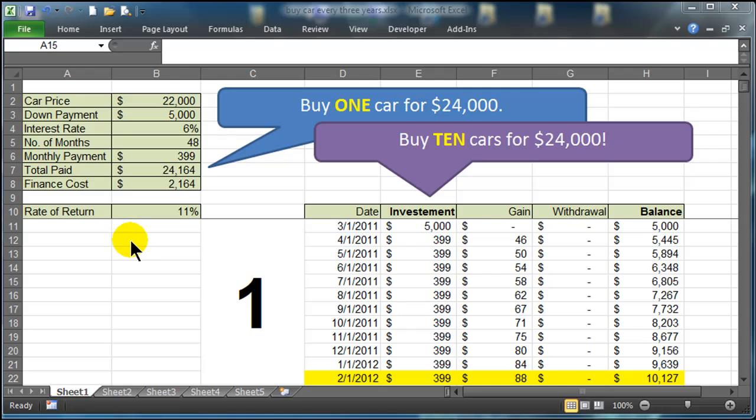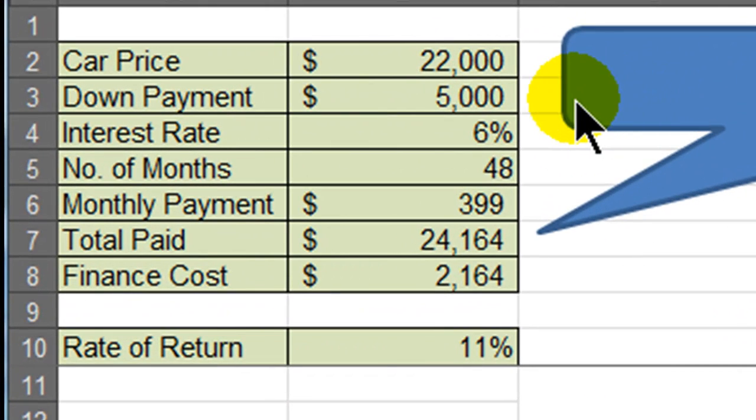So we start off with the possibility that you might want to buy a car. Assuming the car price is around $22,000, you're going to put $5,000 down. That means you'll be financing about $17,000. You get a 6% interest rate car loan for 48 months. Your monthly payment's going to be $399. Now, over that 48 months, you will have ended up paying a little over $24,000 for the car.